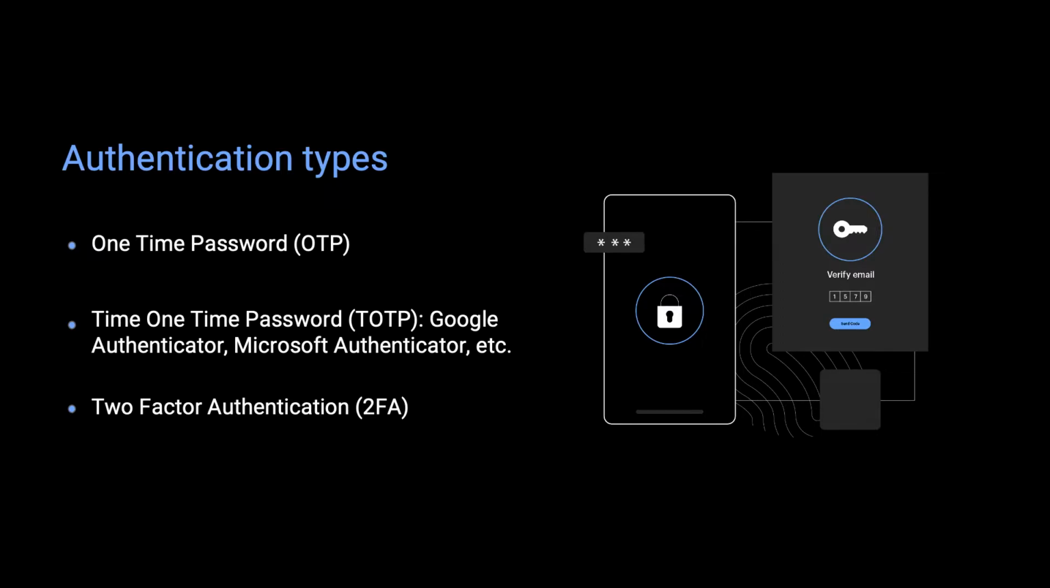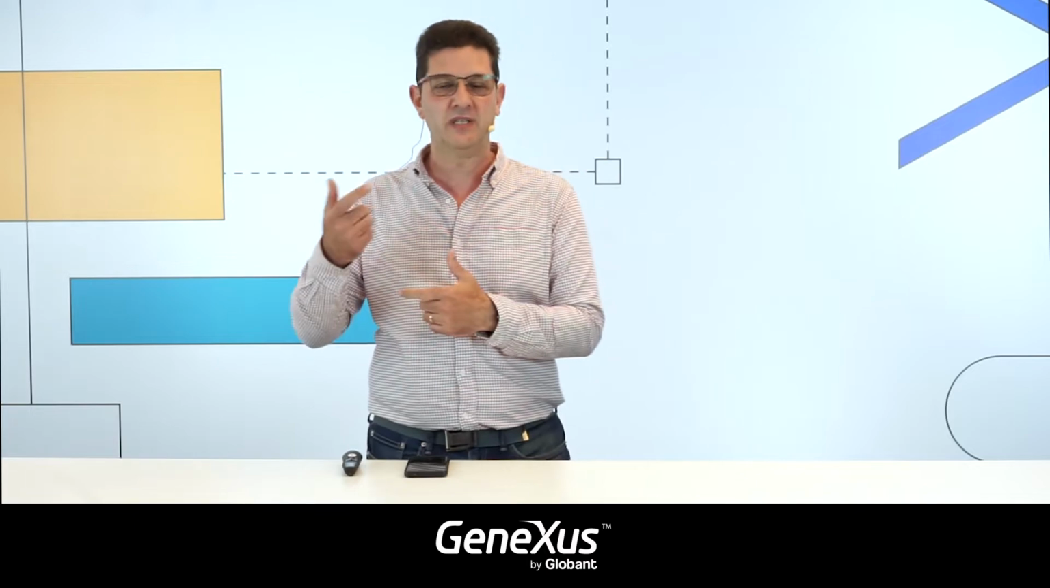OTPs are very requested by those users that don't want to have passwords to access their applications. It's a single-use password and it's good for a short period of time. By default, GAM will send that information by email, but you can implement that code to be sent by SMS or by a notification.